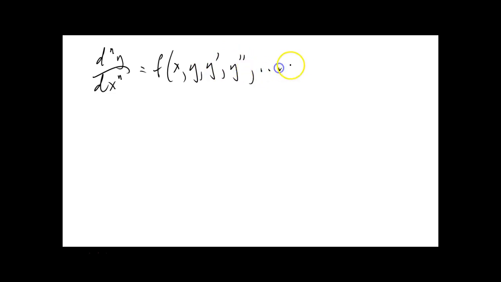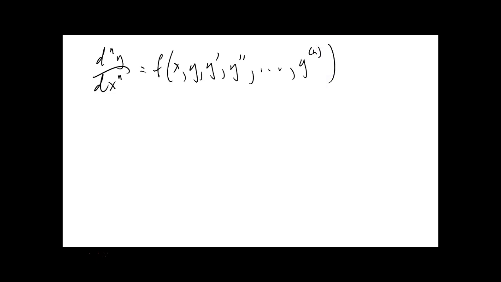So in generic terms, let's say you had, and hopefully you didn't, an nth derivative of y with respect to x to the nth power, okay? You know this is some function. Can you tell me some of the things that could be functions of? X, y, y prime, y double prime, dot, dot, dot, up to the nth derivative of y. Perfect, okay?